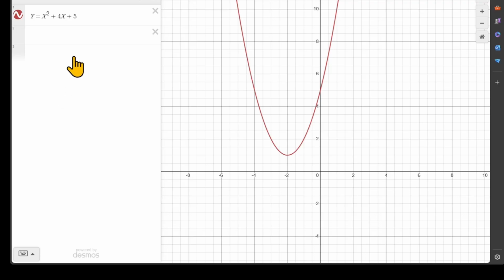Well, that's our minimum value point. Here in Desmos, which is a graphing calculator, I've put the equation in, and this is the graph. And if I look at this minimum point over here, it shows it to be minus 2 comma 1. And it's a minimum value.